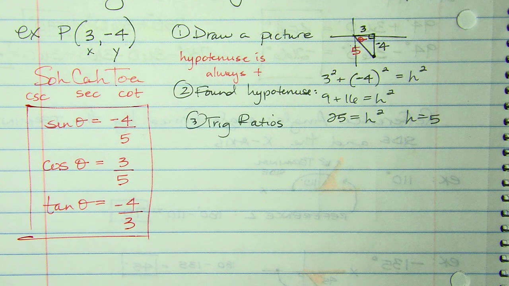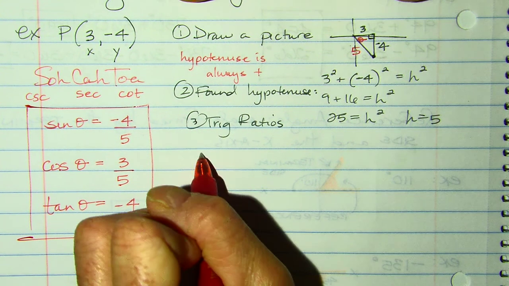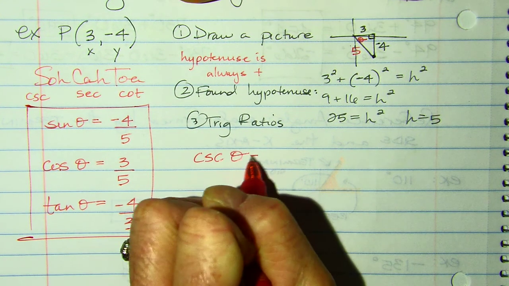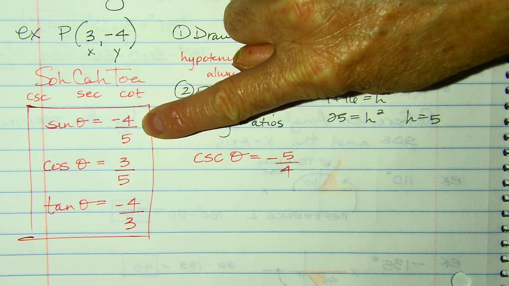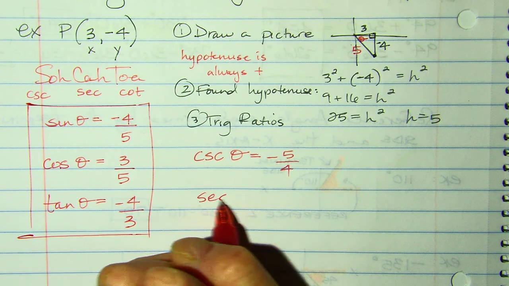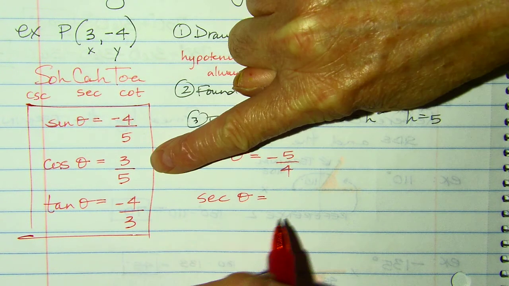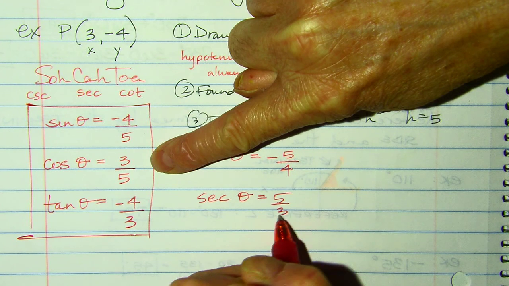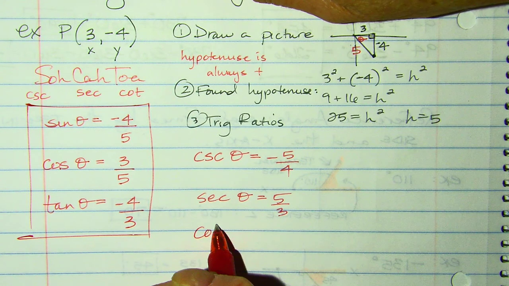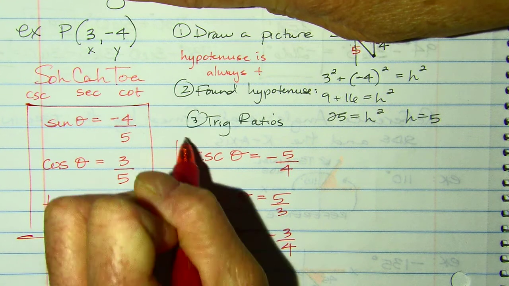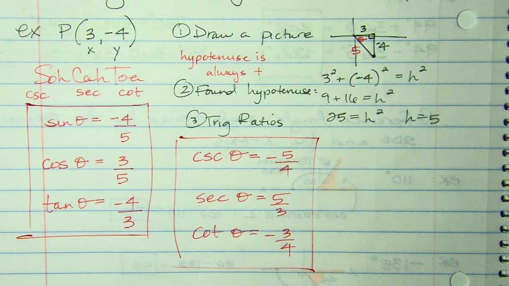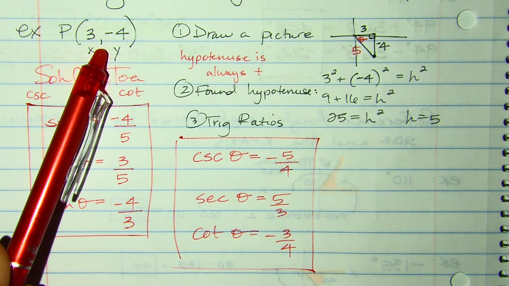Now I'm going to find my reciprocal functions. So the cosecant of theta should be the reciprocal of sine, so negative 5 over 4. The secant of theta is the reciprocal of cosine, so 5 over 3. The cotangent of theta is the reciprocal of tangent. So those are the 6 trig functions formed by the triangle of that point.